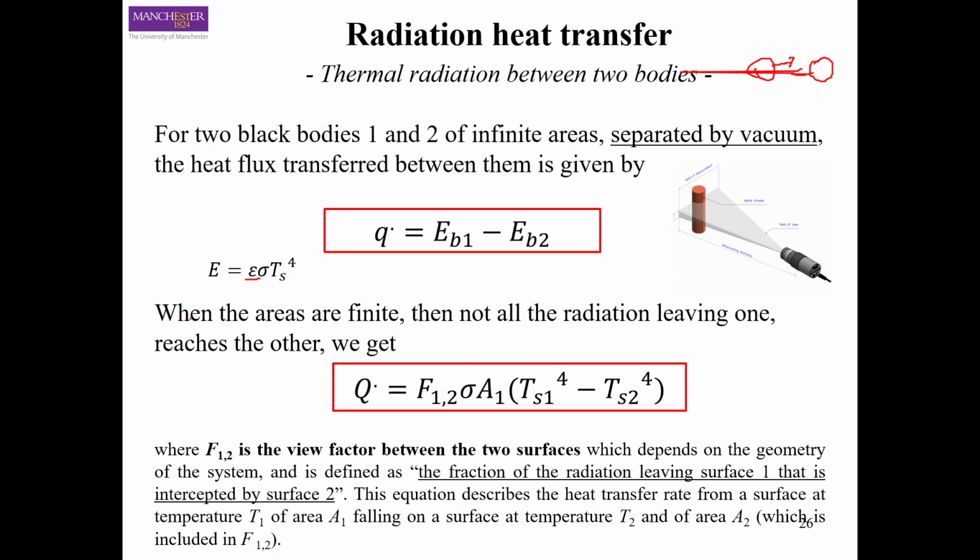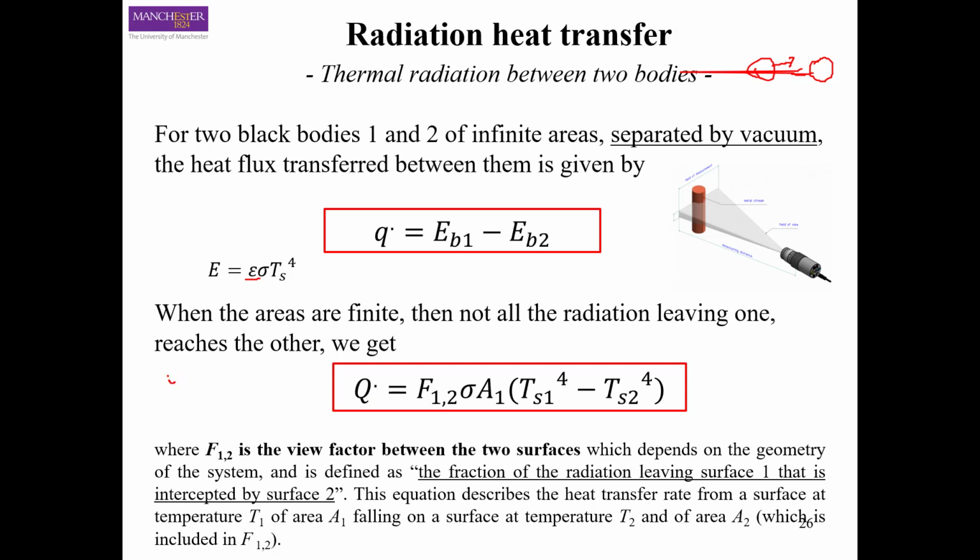Okay, so now let's imagine that these two bodies are actually not infinite in area, but are of finite size, because most of the bodies that we deal with, in engineering or in common life, are finite size. So they all have certain surface areas. So in that case, we can calculate the energy exchange between the two. In this case, we can write the rate of heat transfer. So this is not the flux anymore. This is the rate of heat transfer.